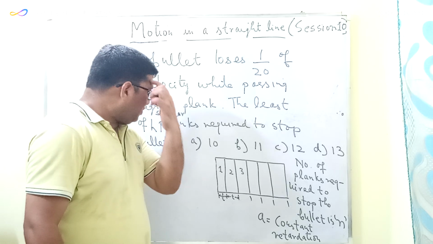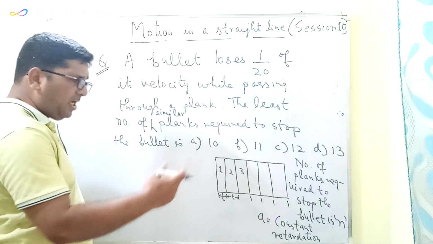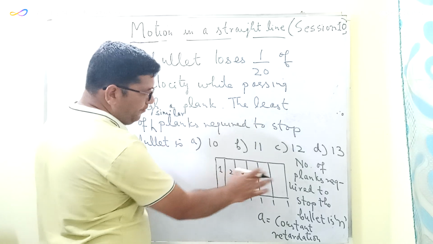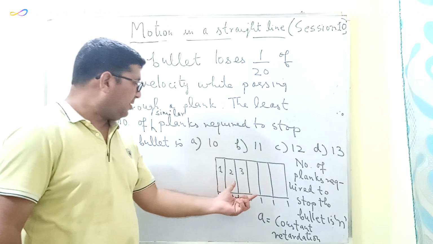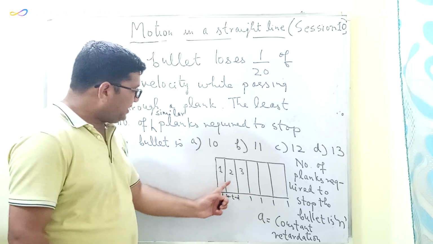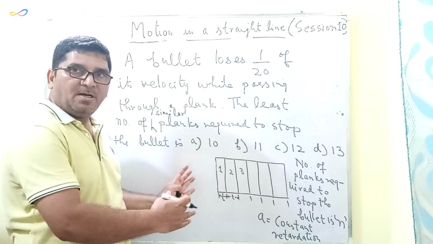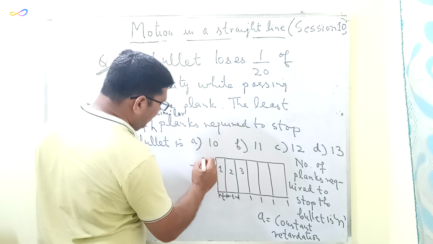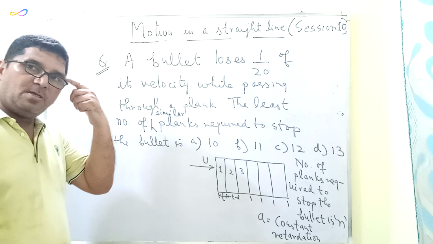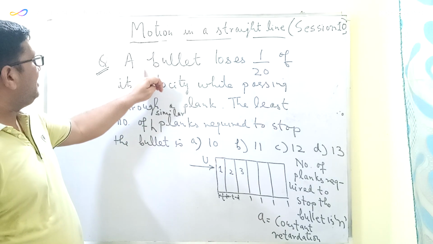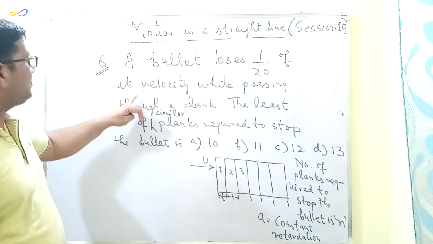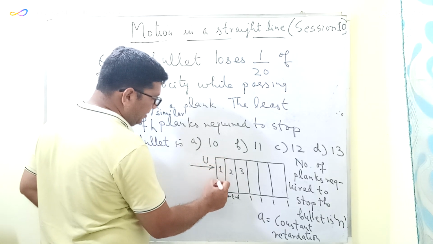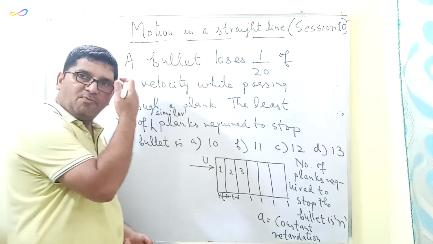In order to save time, I have already drawn one figure which depicts the arrangement of the similar planks. These are the planks attached to each other, and let us say the bullet hits plank number 1 with a velocity u. Now, when it is written that the bullet loses 1 by 20 of its velocity while passing through a plank, when it passes through plank number 1, it will lose 1 by 20 of its velocity.